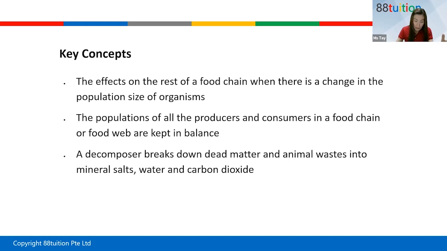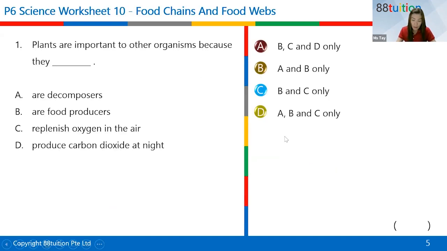Next, a decomposer. You must know decomposer breaks down not just the dead matter, but also animal waste. These are changed into mineral salts, water, and carbon dioxide, and the mineral salts will become nutrients for plants or the producers again. So this mineral salts actually become nutrients for the producers again.